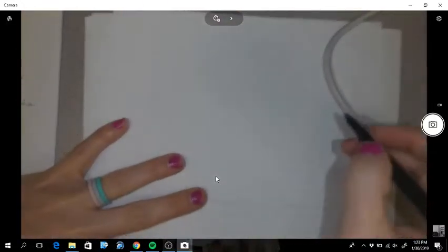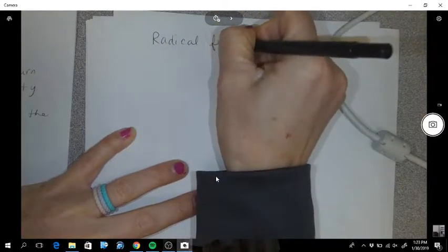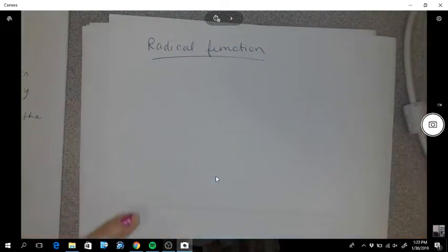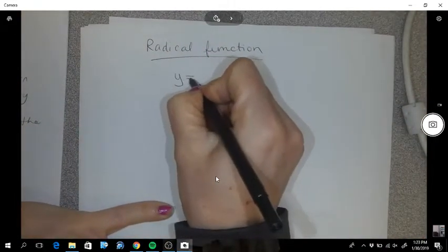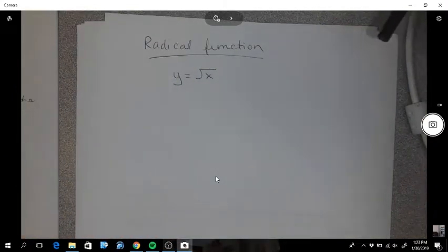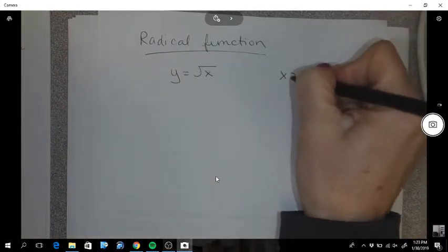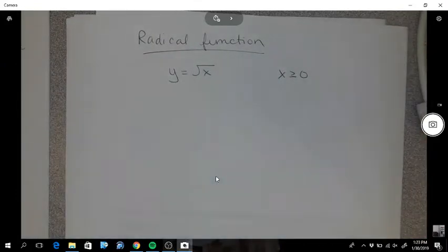Okay, we're going to talk about radicals today. Okay, radical function. Okay, the basic radical would be y equals the root of x. So we have a restriction on this domain. Obviously, we cannot square root a negative number. So we therefore know that our domain has to be that x is greater or equal to 0.